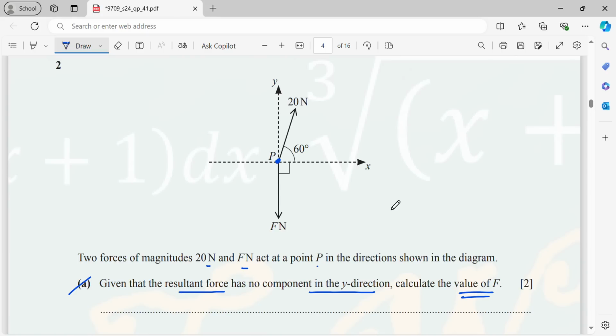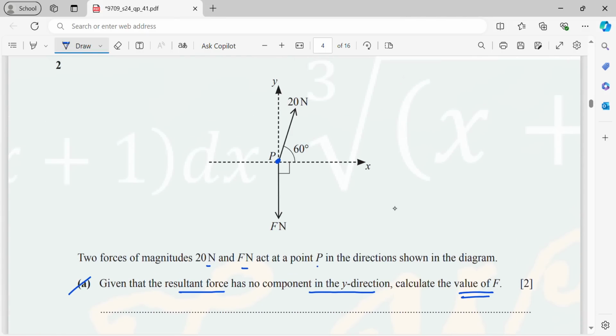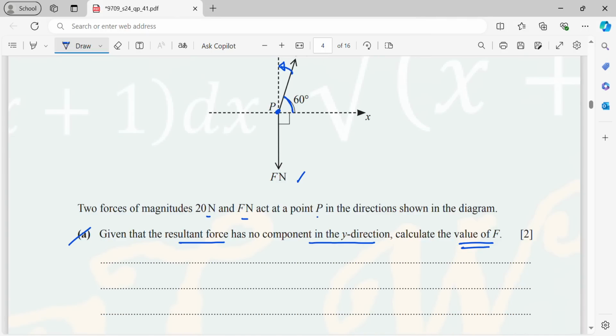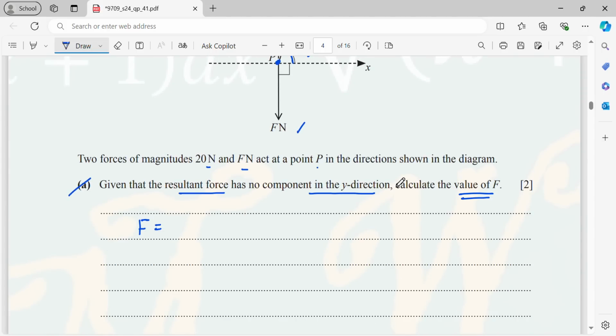Okay, so if there is no y direction, that means my F newton will be balanced with the 20 newton after you resolve it vertically. When you resolve vertically, since the alternate angle is 60 degrees, I'm going to use this 60 degrees. That means I will write F is balanced with the 20 newtons. Since I'm using the alternate angle, therefore it is sine. So it will be 20 sine 60 degrees.